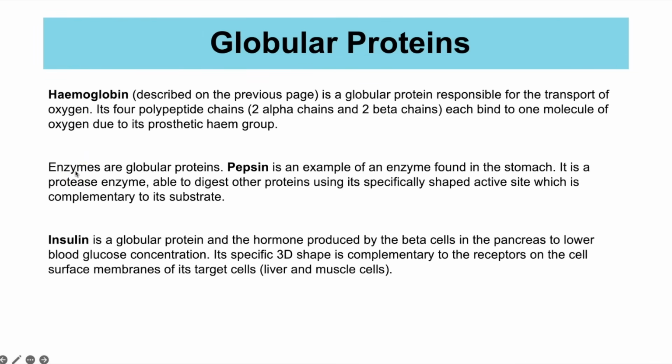Enzymes are also globular proteins. Pepsin is an example of an enzyme found in the stomach. It is a protease enzyme which can digest proteins using its specific shaped active site, which is complementary in shape to its substrate. Lastly then, insulin, which is also a globular protein and the hormone produced by the beta cells in the pancreas to lower blood glucose concentration. Its specific 3D shape is complementary to the receptors on the cell surface membrane of the target cells, which for insulin are liver and muscle cells.